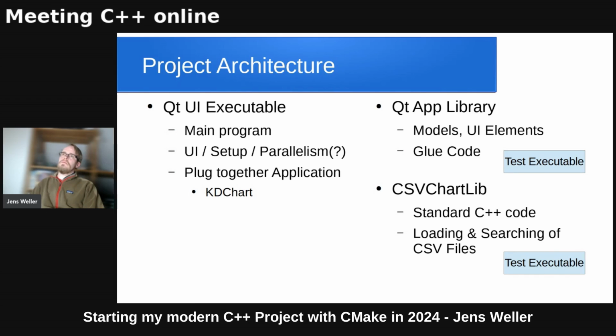And for the charting, I'm going to use KD Chart as the plan, which probably will also be part of the Qt app library, which contains, for example, models, the panels, a lot of the glue code to connect to the standard C++ code. And the CSV chartlib is basically what's currently implemented. It's standard C++ code for loading and searching in a CSV file.